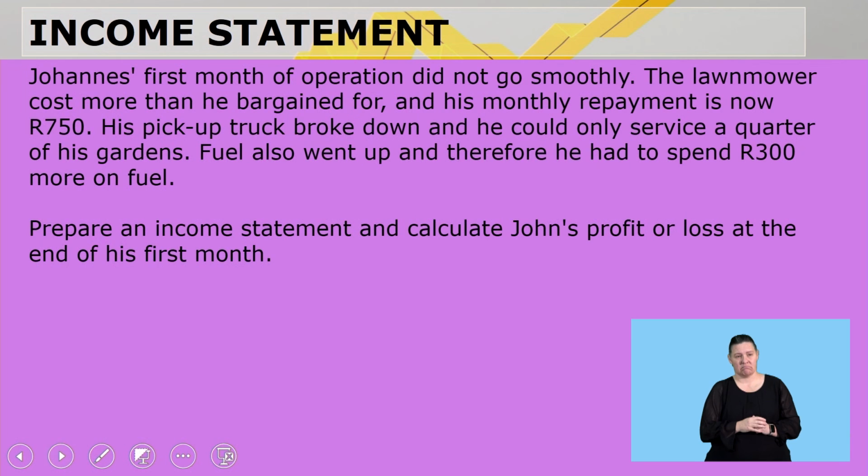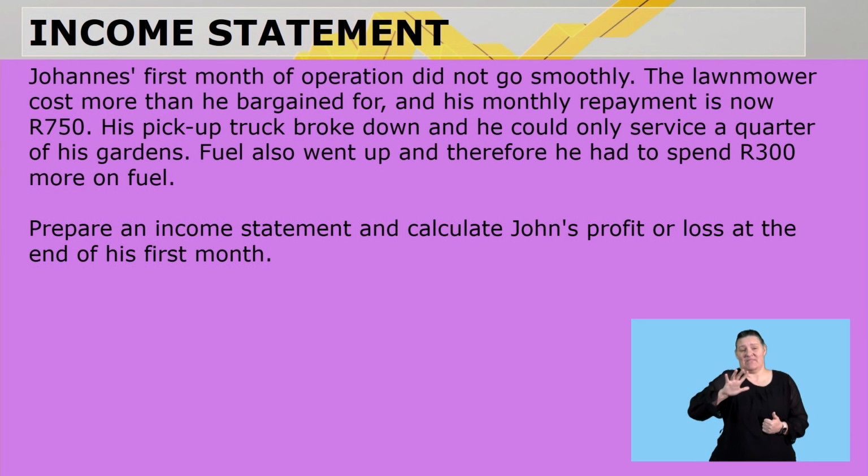So let's look at the first month of Johannes' operation. Johannes' first month of the operation did not go smoothly. The lawnmower cost more than he bargained for, and his monthly repayment is now 750. Remember, it was 450. His pickup truck broke down, and he could only service a quarter of his garden. And then also, fuel went up, and therefore he had to spend 300 Rand more on fuel.